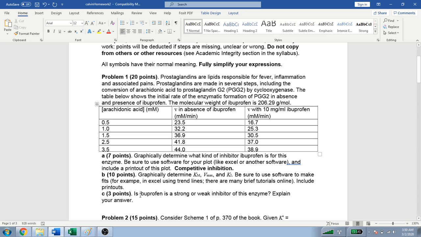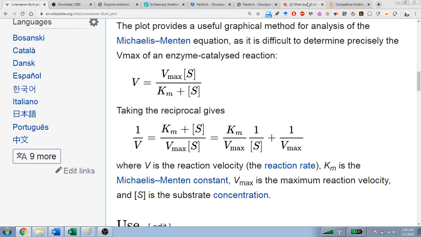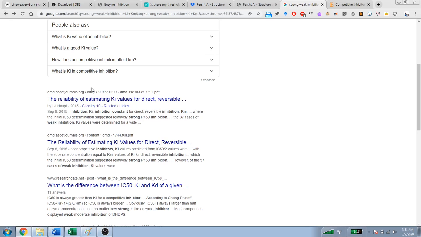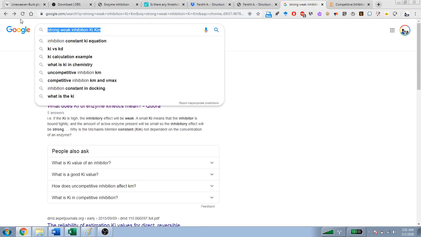All right. Now, is ibuprofen a strong or weak inhibitor of this enzyme? I have not seen those words "strong" and "weak" used for inhibitors before, but I found some stuff on Google that indicates that strong inhibitors have a Ki of something like nanomolar or some picomolar, whereas weak inhibitors have some large Ki, such as millimolar or perhaps even micromolar. I found that by googling strong weak inhibition Ki.